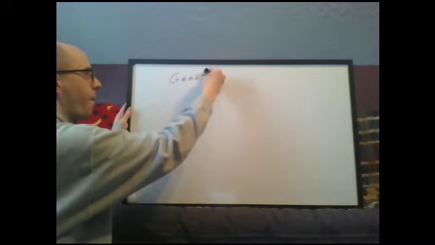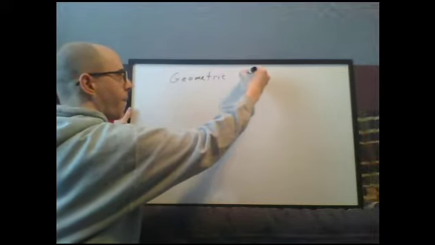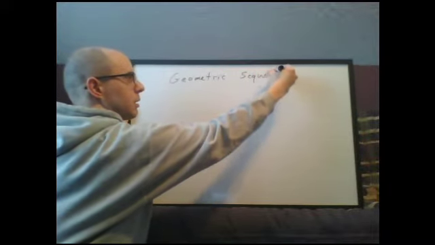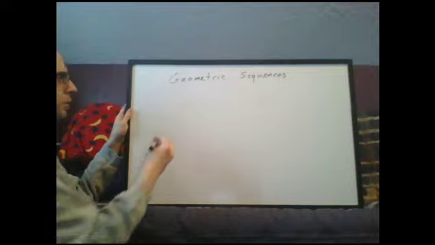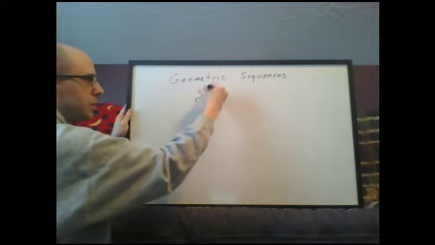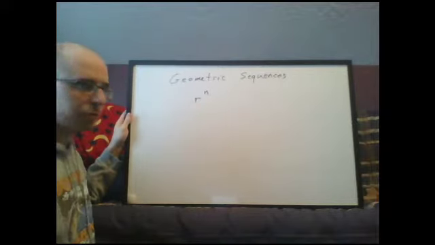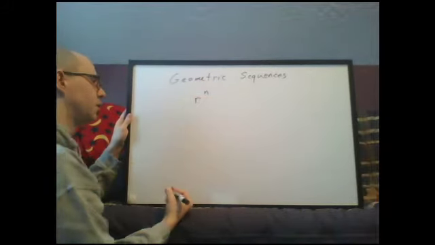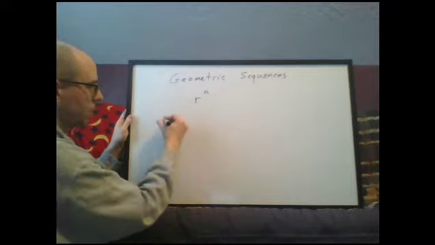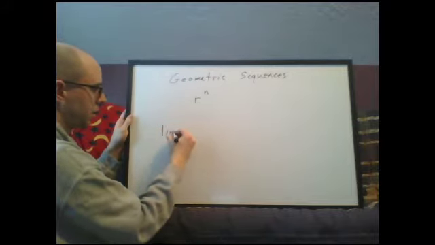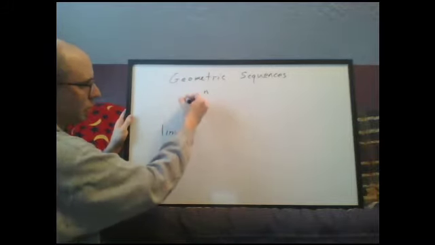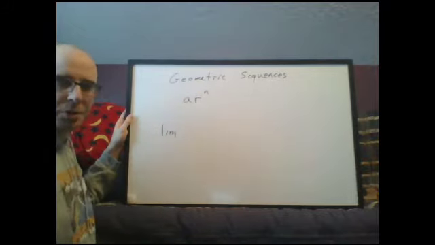The general rule for geometric sequences. Just erase this. A geometric sequence in general has this form: r^n for some number r. I suppose they can also have a number in front of it. So like this, a times r^n.